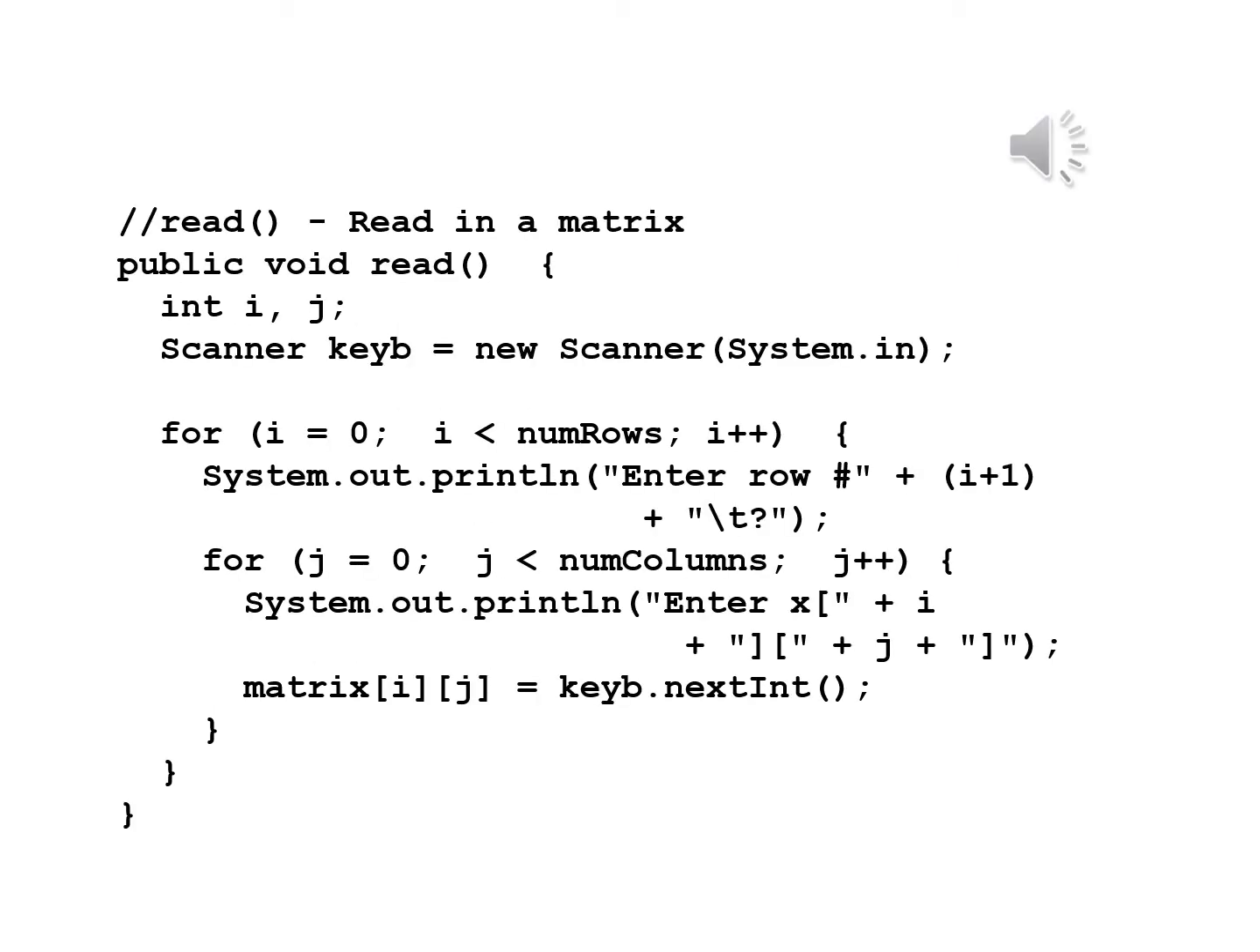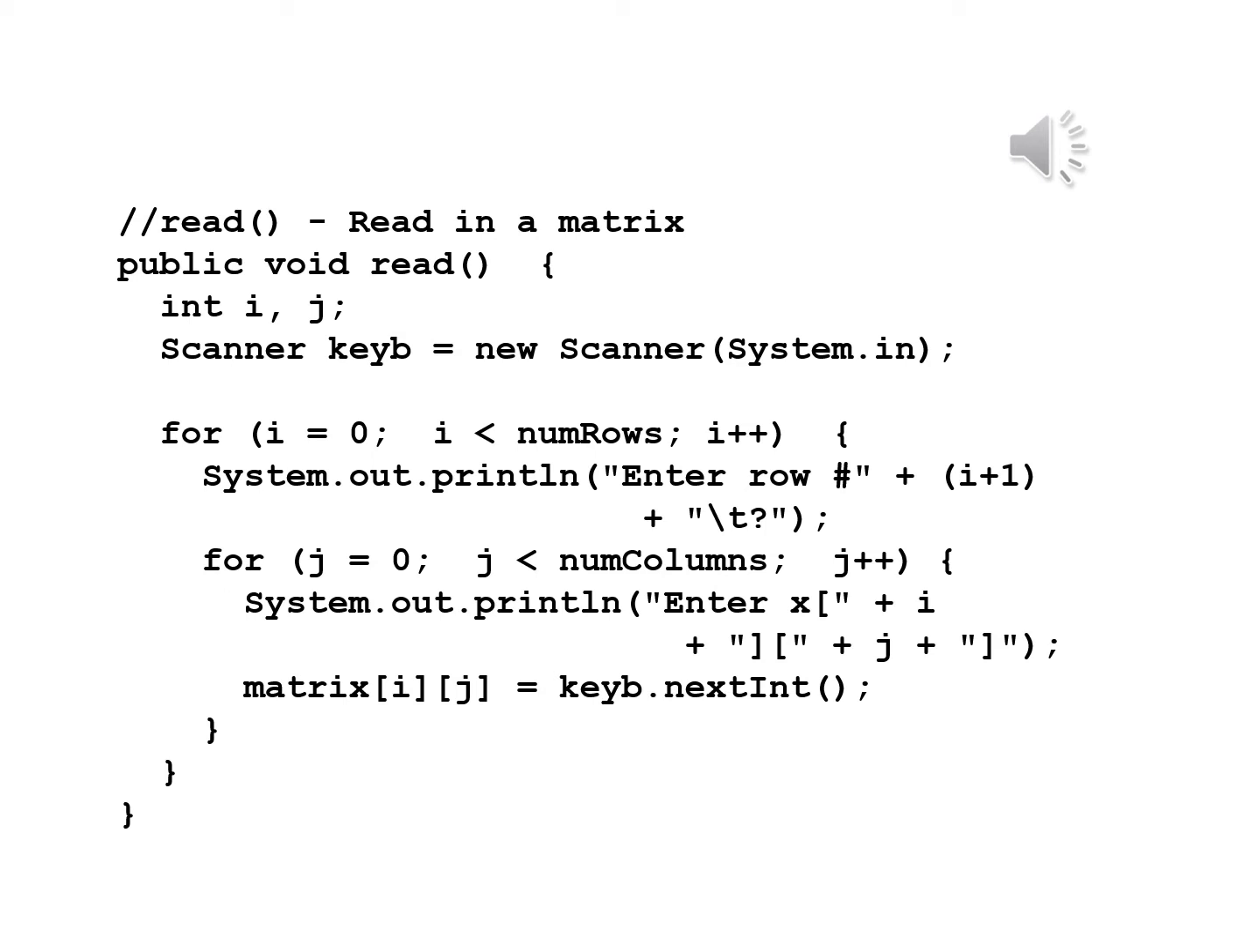Next, we will write the read method, public void read. We will need indices for the matrix, int i, j. We will need a scanner object to do input, Scanner keyboard equals new Scanner System.in. Our outer loop will begin with for i equals 0, i is less than numRows, i++.